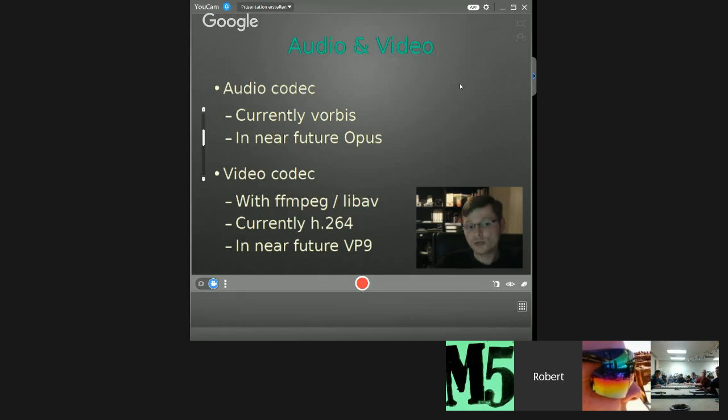Because they are open standards, more or less open codecs, that's why they should be replaced. Currently, we are using the FFmpeg library for video encoding, and the default libraries for Vorbis, which are provided by the developer itself. Yeah, that's it.